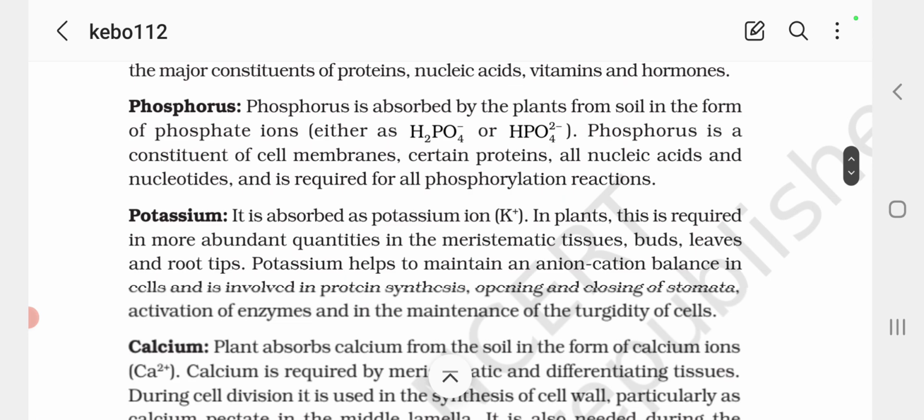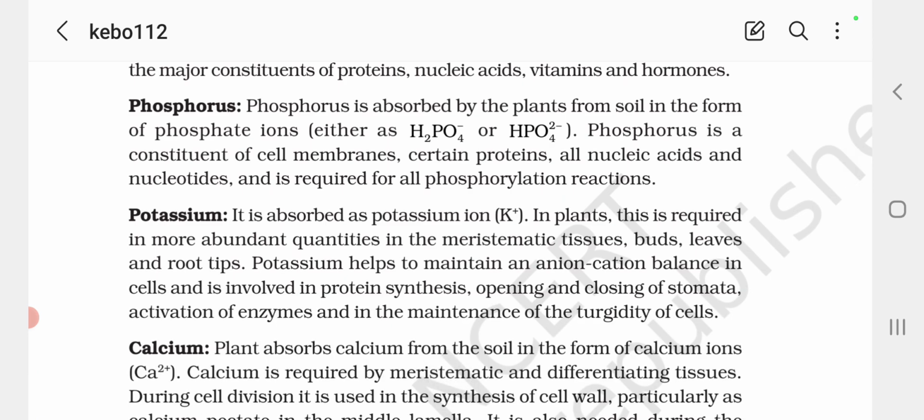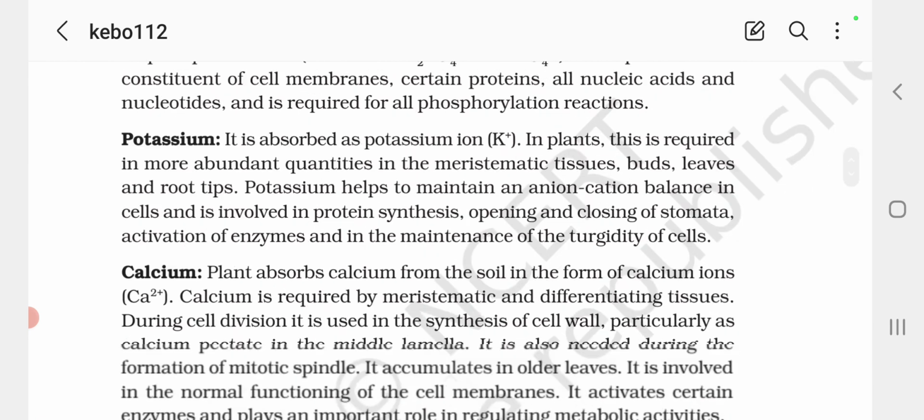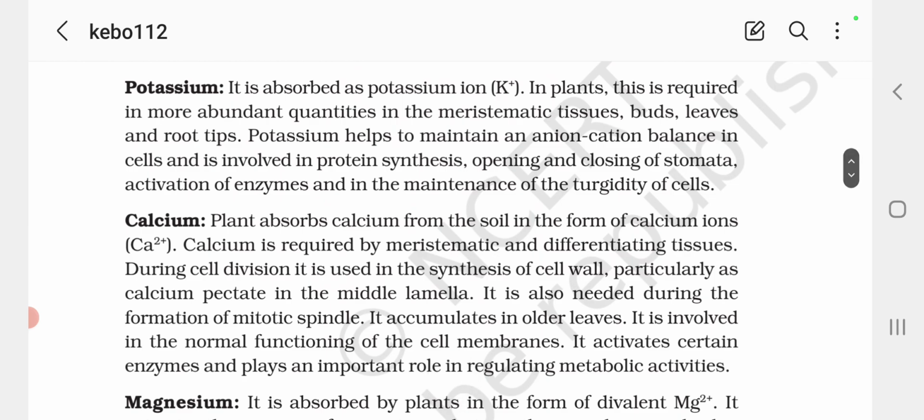Phosphorus. Phosphorus is absorbed by the plants from the soil in the form of phosphate ions. Phosphorus is a constituent of cell membranes, certain proteins, all nucleic acids and nucleotides, and is required for the phosphorylation reaction. Potassium. It is absorbed as potassium ion. In plants, this is required in more abundant quantities in the meristematic tissues, buds, leaves, and root tips. Potassium helps to maintain an anion cation balance in the cells and is involved in protein synthesis, opening and closing of stomata, activation of enzymes, and in the maintenance of turgidity of cells.